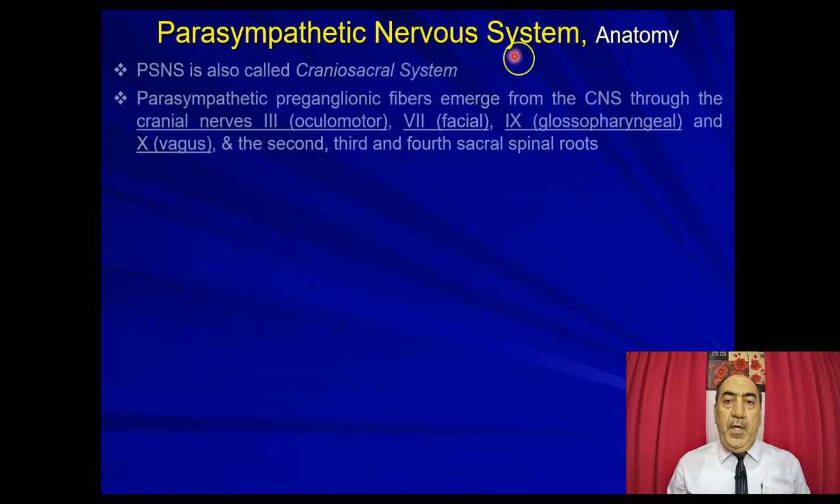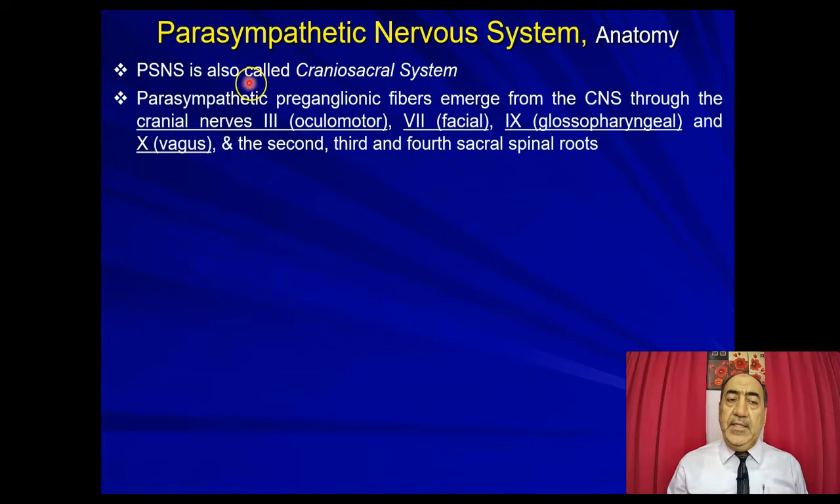With regard to anatomy, we said it's craniosacral: cranial nerves 3, 7, 9, 10, and the second, third, fourth sacral spinal cord segments. So it originates from the CNS through cranial nerve number 3, which is oculomotor, 7 facial, 9 glossopharyngeal, 10 vagus nerve, and the middle 3 sacral segments.